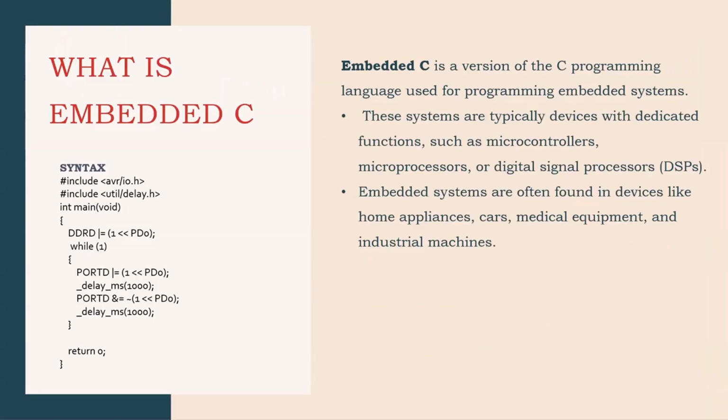Coming to this slide, we can see what embedded C is. Embedded C is a version of the programming language used for programming embedded systems. These systems are typically devices with dedicated functions such as microcontrollers, microprocessors, and digital signal processors, DSPs. Embedded systems are often found in devices like home appliances, cars, medical equipment, and industrial machines. This is the syntax of embedded C.